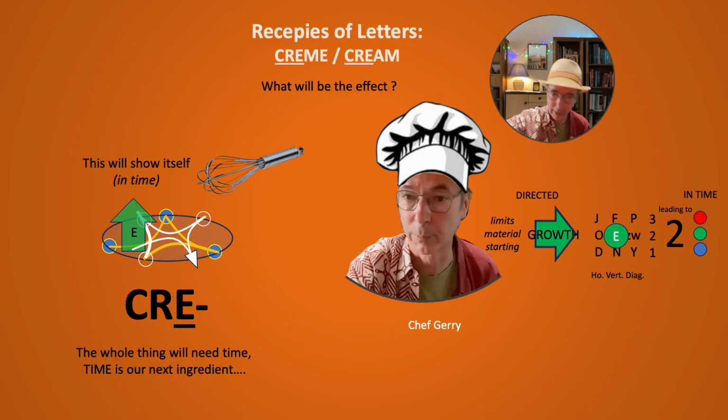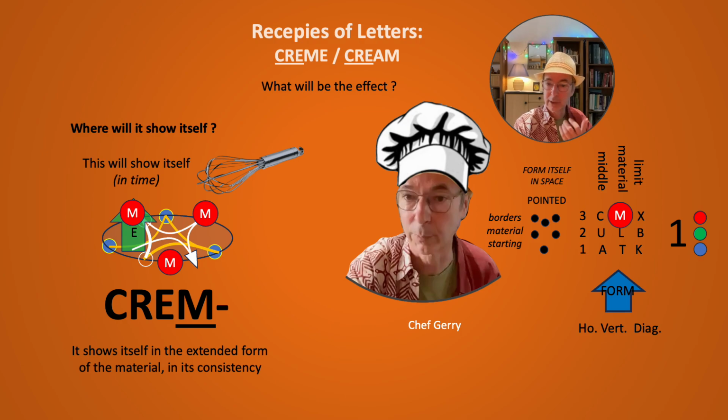1, 2, 3, 1, 2, 3. The time is important. After a time, you will have a highlight, and this highlight will show something. What will show itself? What will be the effect? And where will it show itself? Where exactly can I notice? I notice it with the last letter, which is the M.